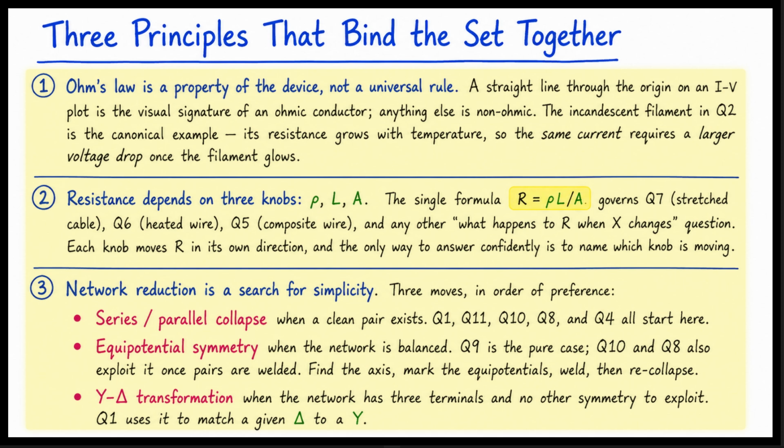Principle 3. Network reduction is a search for simplicity. 3 moves in order of preference. Series and parallel collapse when a clean pair exists. That is how Q1, Q11, Q10, Q8, and Q4 all start. Equipotential symmetry when the network is balanced. Q9 is the pure case, and Q10 and Q8 also exploit it once pairs are welded. Wye-delta transformation when the network has 3 terminals and no other symmetry to exploit. Q1 uses it to match a given delta to a Y.